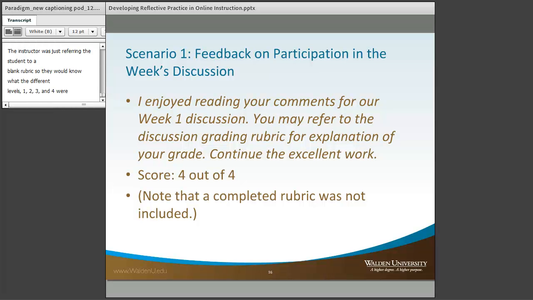So let's look at that feedback based on some of those qualities of effective online instruction that we looked at earlier. What's your reaction to this? Does this meet the characteristic of prompt? Well, we don't know if it was prompt. Is it quality feedback? Is that quality feedback?